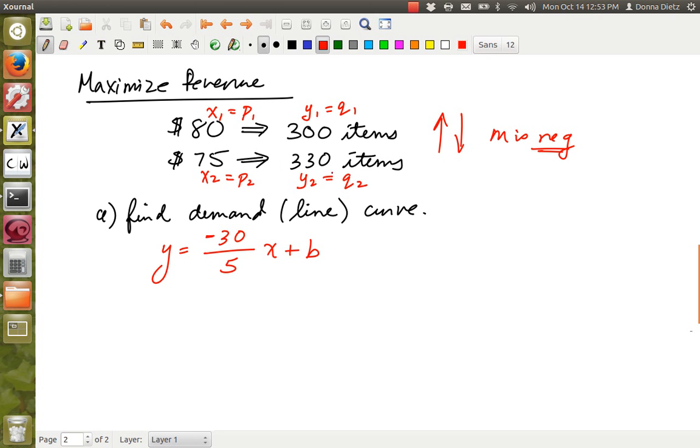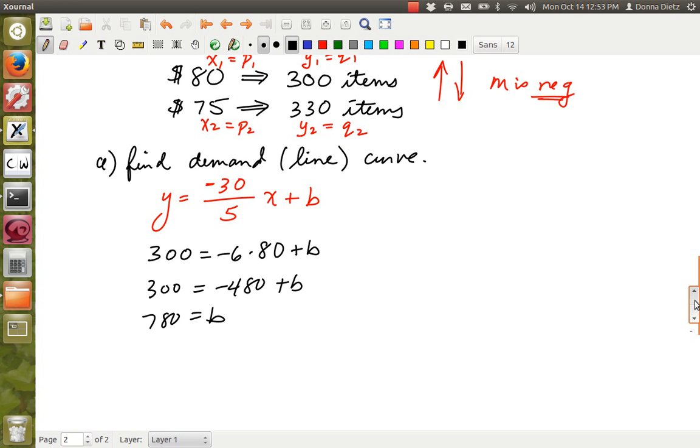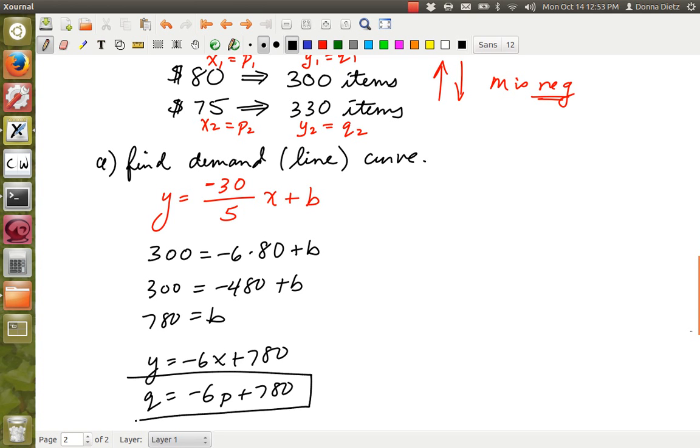All right. Now what I'm going to do is take any old point. I'll just take the first point, why not? And I'm going to put all that information into this function. So I have 300 equals minus 6x plus b, and then 300 is minus 480 plus b, so 780 is b. And so the demand line is y equals minus 6x plus 780, and that means y is Q, so Q equals minus 6P plus 780. So this is the demand curve.